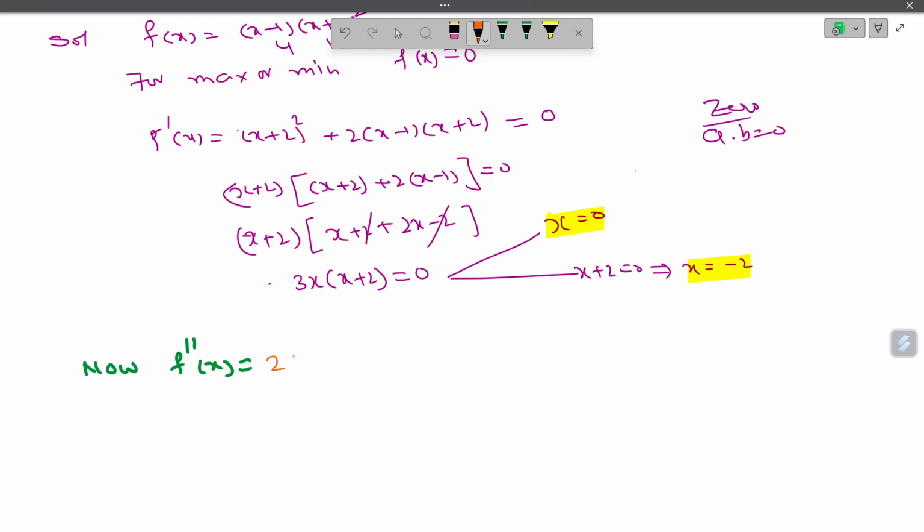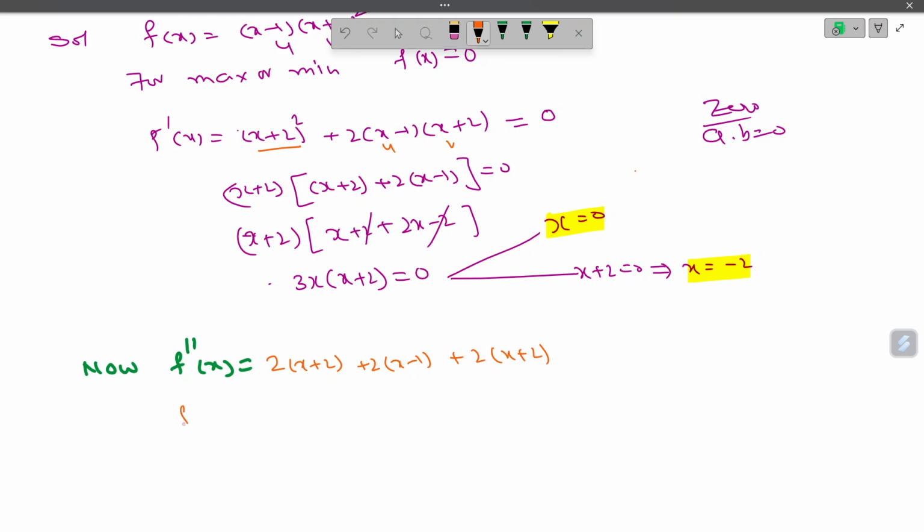This will be 2 times x plus 2, this part. This is again UV rule. 2 as it is, x minus 1, plus 2 as it is, x plus 2. f double dash x, we got this thing. So for maxima and minima, f double dash x, we have to find this thing.